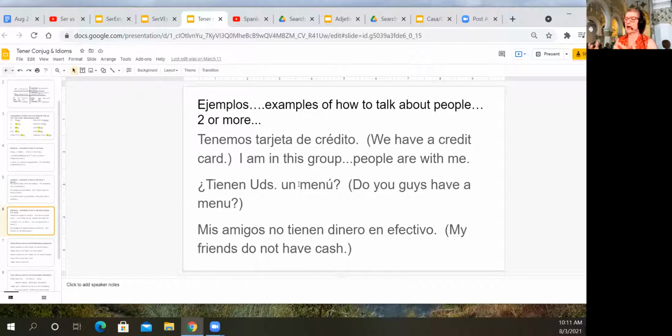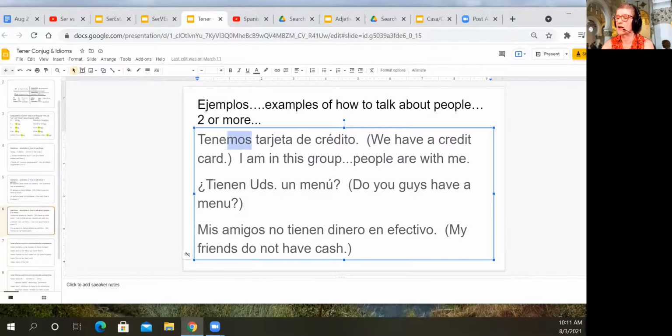We might use tener to talk about more than one person, right? We might say we have, tenemos tarjeta de crédito. Tenemos, we have. If I use tenemos, it means I have people with me, right? If I'm just talking about me, it's tengo, I have. But if I am with a family, a spouse, a partner, a friend, a kid, it's tenemos, we have, okay? And notice we hardly ever use the word we, right? Because it's all built into the verb. Tenemos means we have.